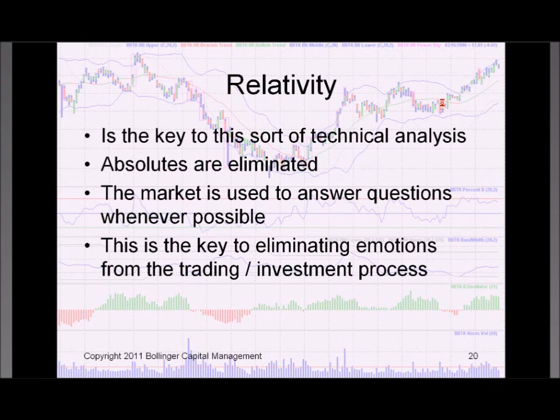So relativity is key to this sort of technical analysis. Absolutes are eliminated. We no longer worry about absolutely high or absolutely low. We only worry about relatively high, relatively low. And the market is used to answer questions whenever possible. And this is the key to my great cause in trading, which is to eliminate the emotions from the trading process.